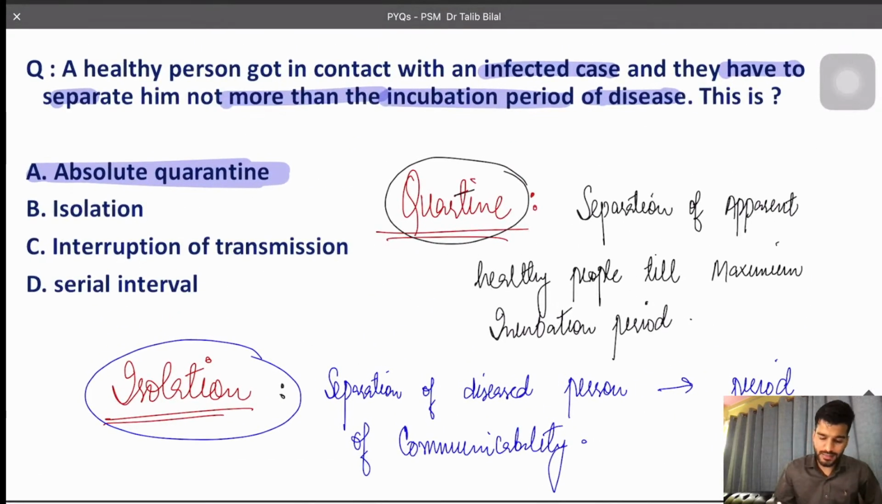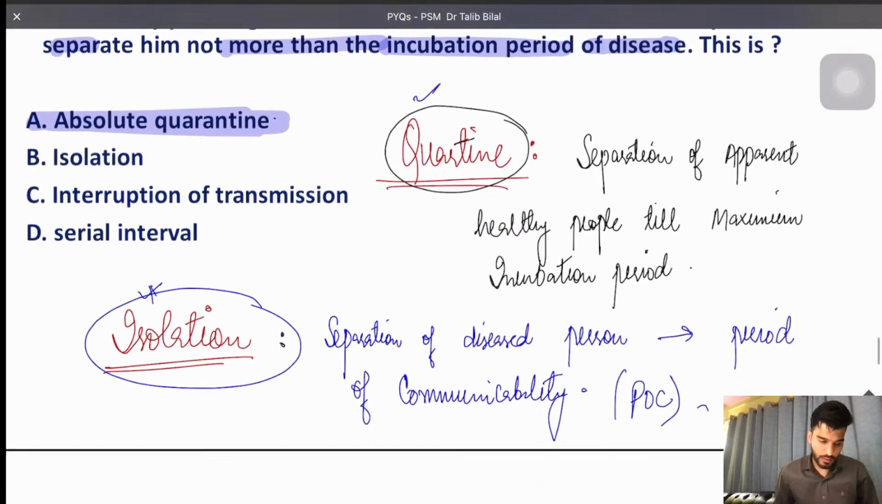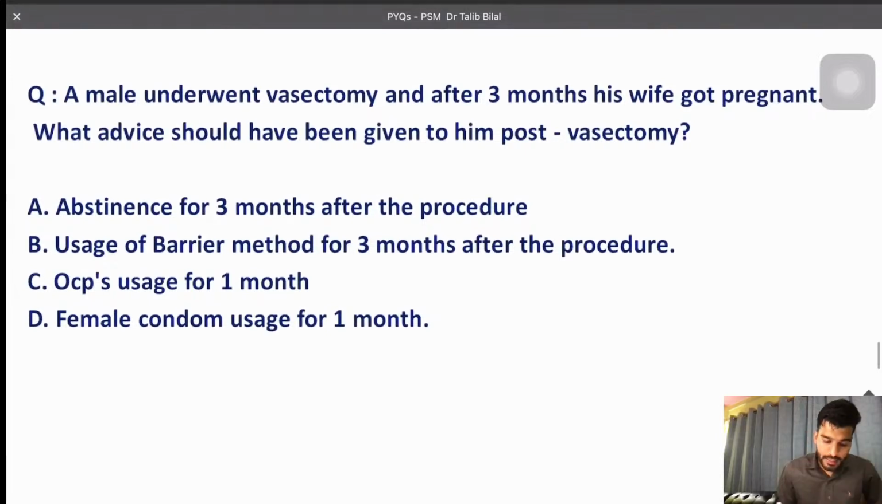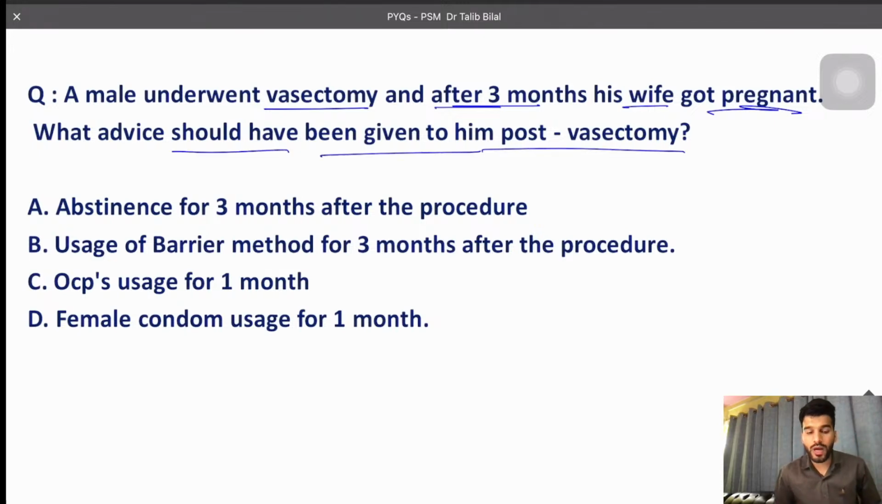So classical difference, guys. Quarantine means when you separate an apparent healthy person till the maximum incubation period. And isolation means when you separate a diseased person till the period of communicability. Okay, POC. Chalo, that is absolute quarantine. Now, a male underwent a vasectomy and after 3 months, his wife got pregnant. A patient went for the permanent surgical method of contraception, guys, vasectomy. What advice should have been given to him post vasectomy?